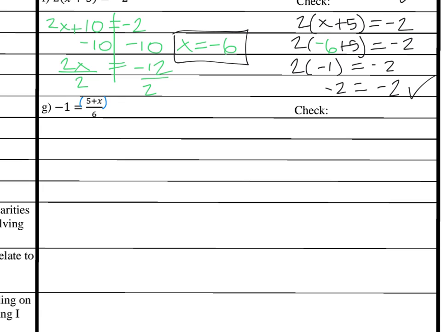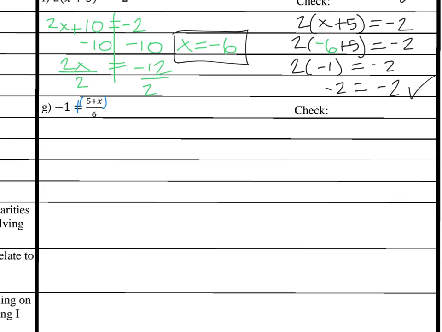Alright, for this next one, negative 1 equals 5 plus x divided by 6. I put that whole thing in parentheses because that whole part is being divided by 6. And I'm actually going to go ahead and pause on this one, and I want you to give it a try, and then we'll move on. A little bit of a hint here, it is dividing by 6. That's the first thing you're going to undo. So go ahead and give that one a try.